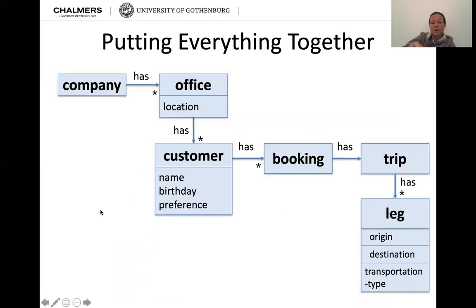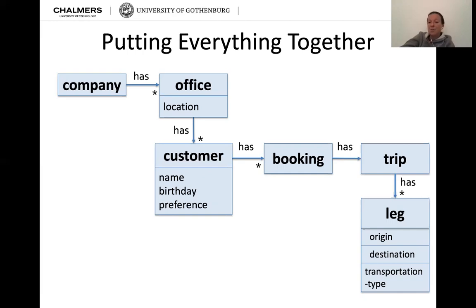So if we now put all of that together, then we can say the company, the travel company, has an office. The office has a location. That office has customers. Each customer has a name, a birthday, and a preference. Wait, why are we modeling a birthday? I thought we modeled the age. Yeah, but then we'd have to update the age all the time, and we'd probably be outdated most of the time. So it makes more sense to model the birthday that does not change, and then infer the actual age as a customer comes into the office again.